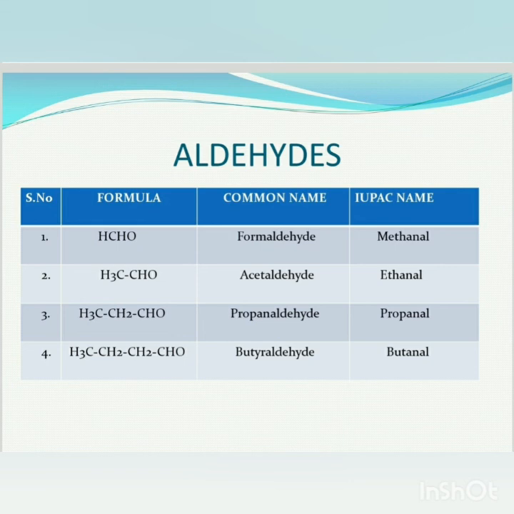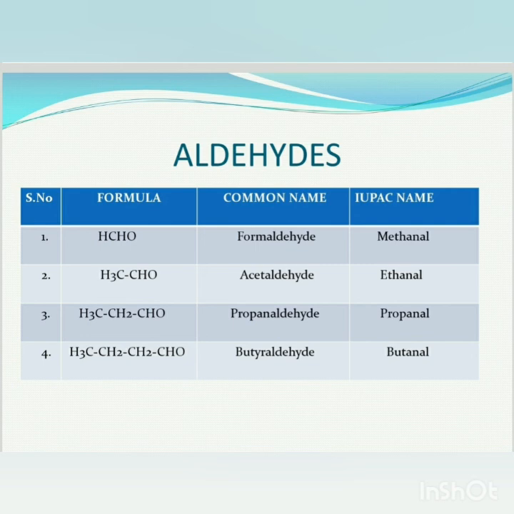So next one is IUPAC nomenclature of aldehydes. In the IUPAC system, aldehydes are named after the corresponding alkanes. The suffix e of the alkane is replaced by the suffix al. Therefore, aldehydes are called alkanals. When substituents are present, the carbonyl carbon is assigned number 1.